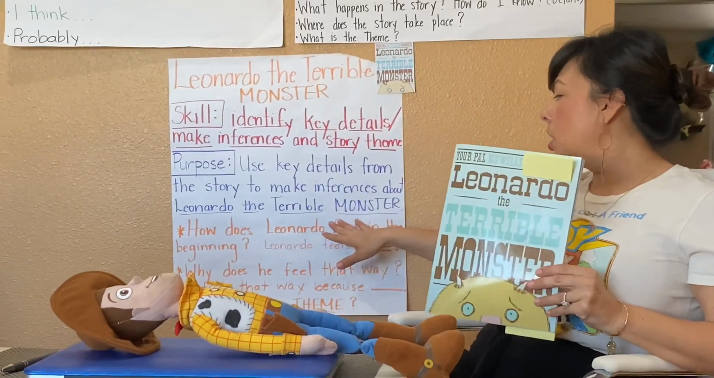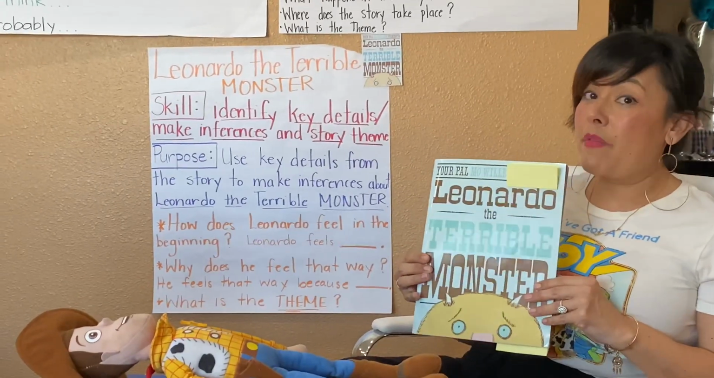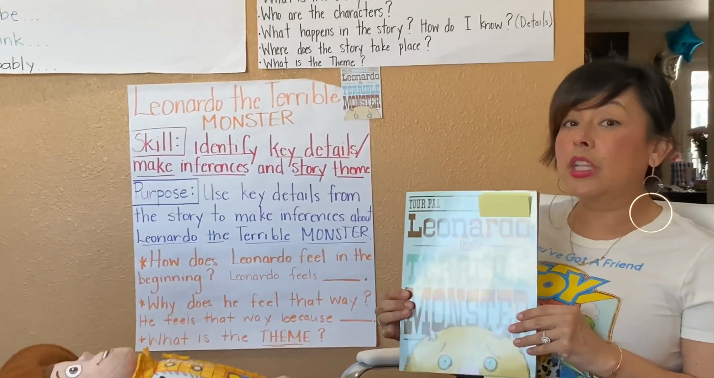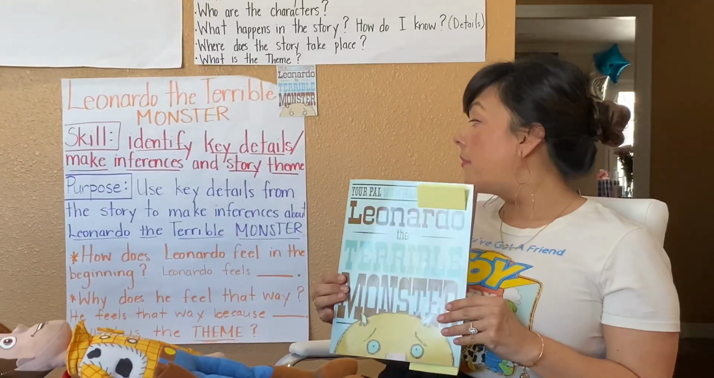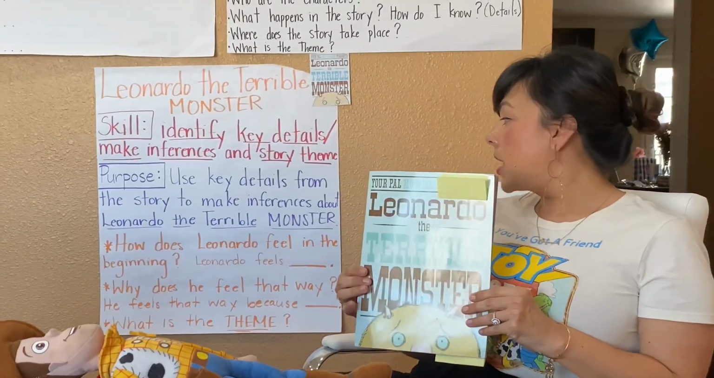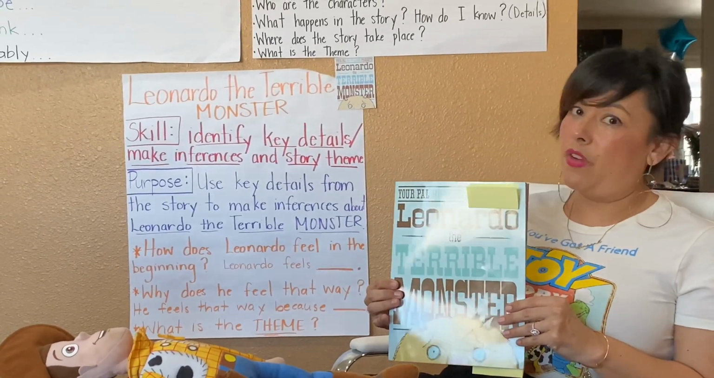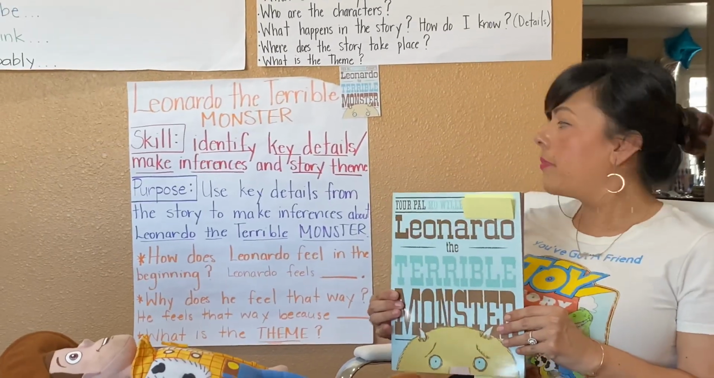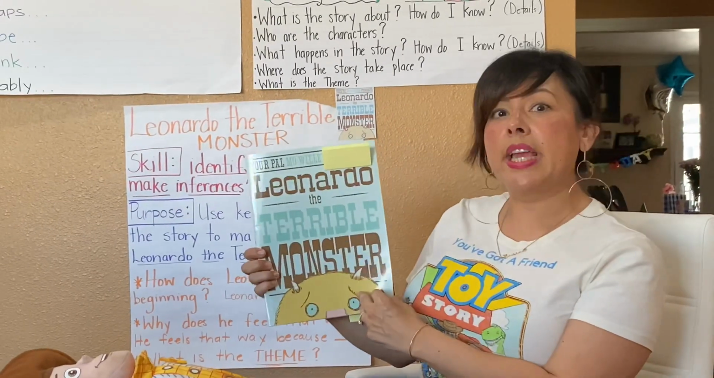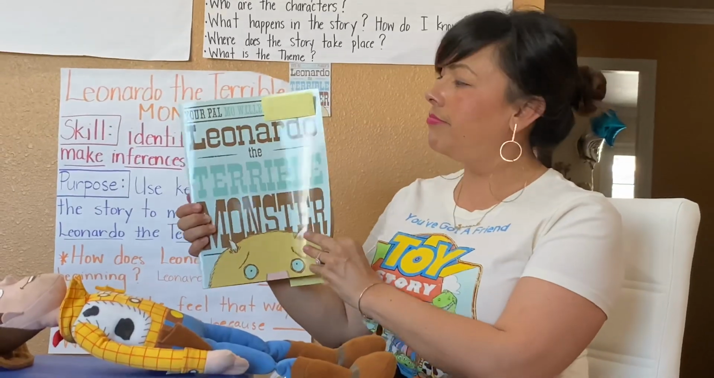Okay, and here are the questions that we're going to be answering at the end. So make sure that you have a pencil and paper. We're gonna be answering 2 questions. The first one is, how does Leonardo feel in the beginning? The second question is, why does he feel that way? What's the reason? And what is the theme? So we're gonna get started with Leonardo, the terrible monster. This is by Mo Willems, our pal.